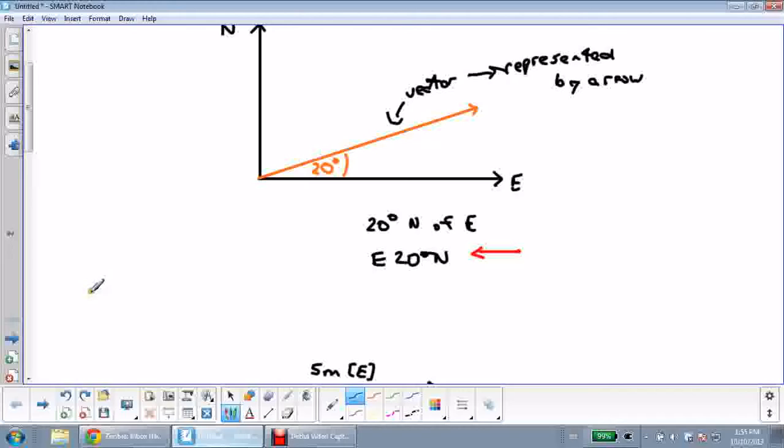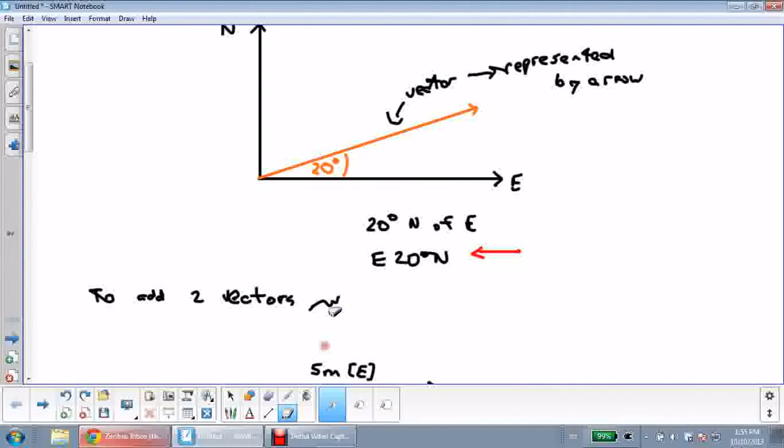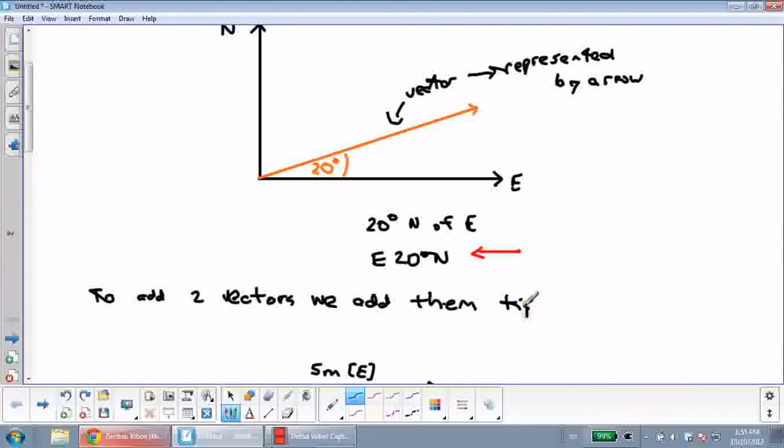To solve these problems, we're going to be adding. To add two vectors, we add them tip to tail. And that's important, and you should have that written down, taking some notes as we go here. We're going to add these two guys, tip to tail.